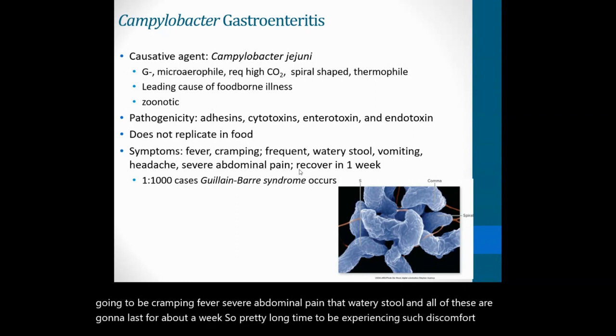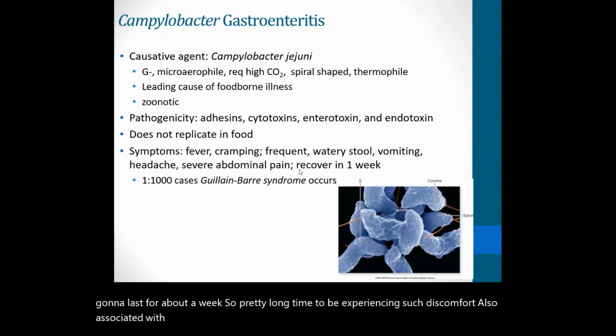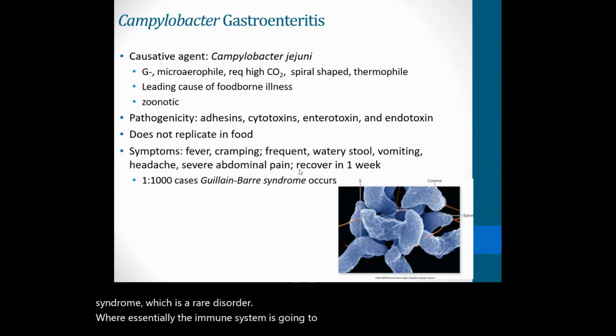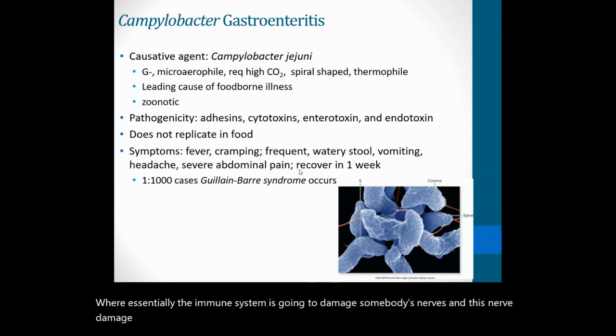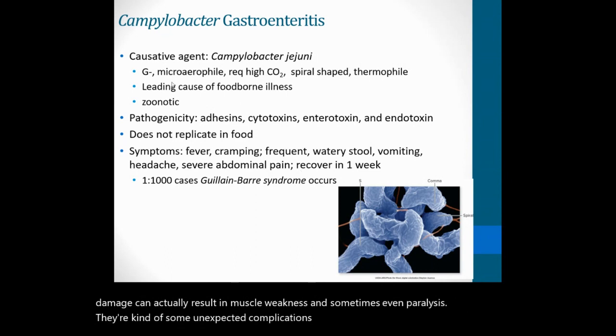Also associated with Campylobacter gastroenteritis, although not super common, is Guillain-Barré syndrome, which is a rare disorder where essentially the immune system is going to damage somebody's nerves. And this nerve damage can actually result in muscle weakness and sometimes even paralysis. So kind of some unexpected complications there as a result of Campylobacter gastroenteritis.